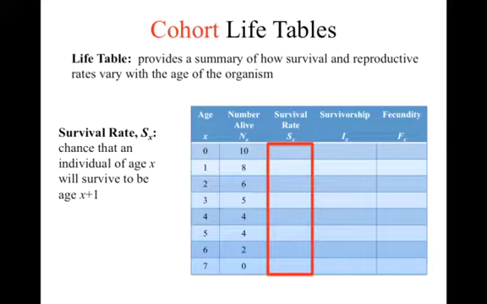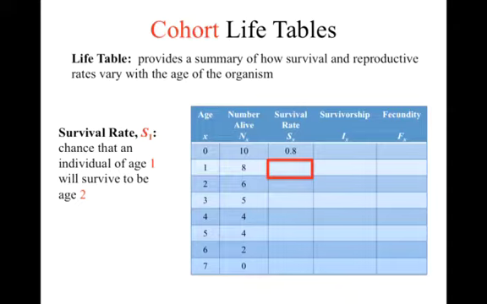With that information, I can now calculate what we call survival rate. Survival rate is the chance or the probability that an individual of age x will survive to be age x plus 1. It's the probability of making it 1 year older from the age you're in. So if I take a look at the survival rate S0, that's the chance that an individual of age 0 will survive to be age 1. So I had 10 age 0 individuals. How many of them made it to age 1? Well, 8 of them did. And so my survival rate will be 8 over 10, or 0.8. So that's my S0 survival rate.